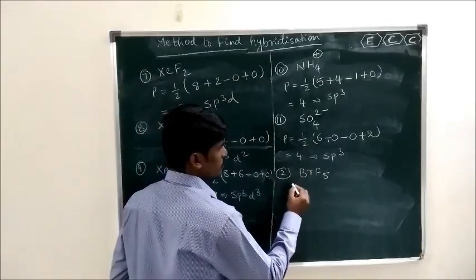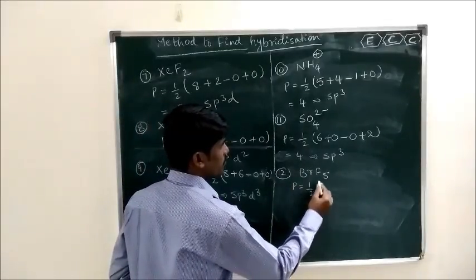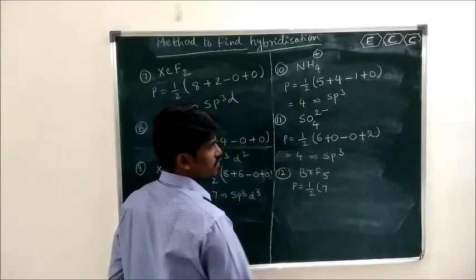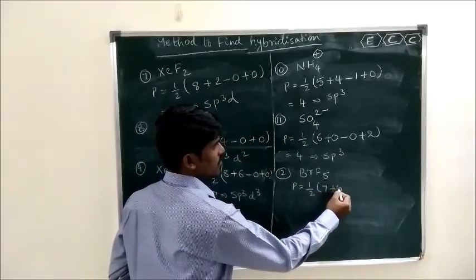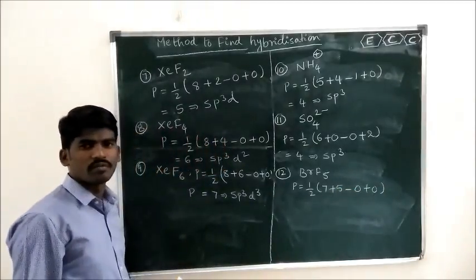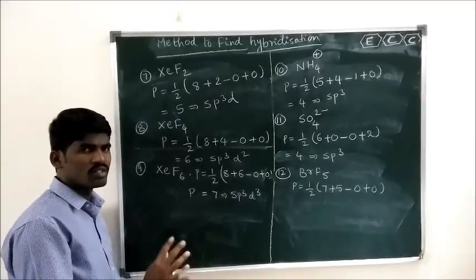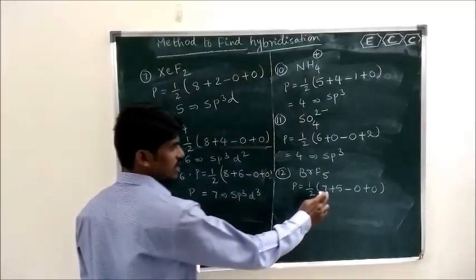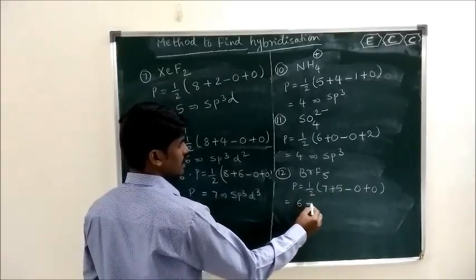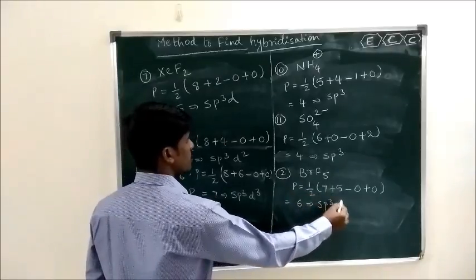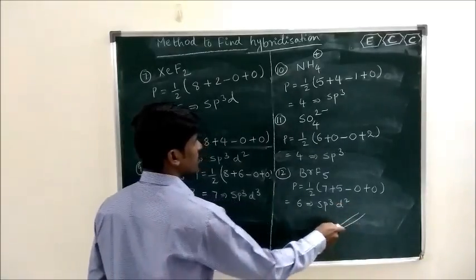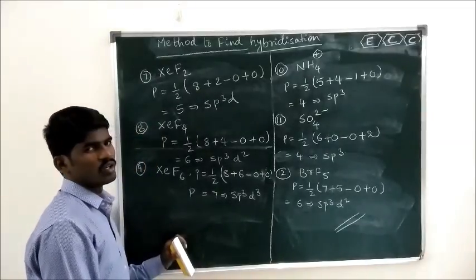In that case, for bromine, P is equal to half of the valence electrons in bromine, 7, as it is a halogen. Number of monovalent atoms is 5. Charge on cation is 0, charge on anion also 0, as it is a neutral molecule. 7 plus 5 is 12, 12 by 2 is 6. If P is equal to 6, what is the hybridization? sp3d2. This is the hybridization that can be given for the BrF5 molecule.